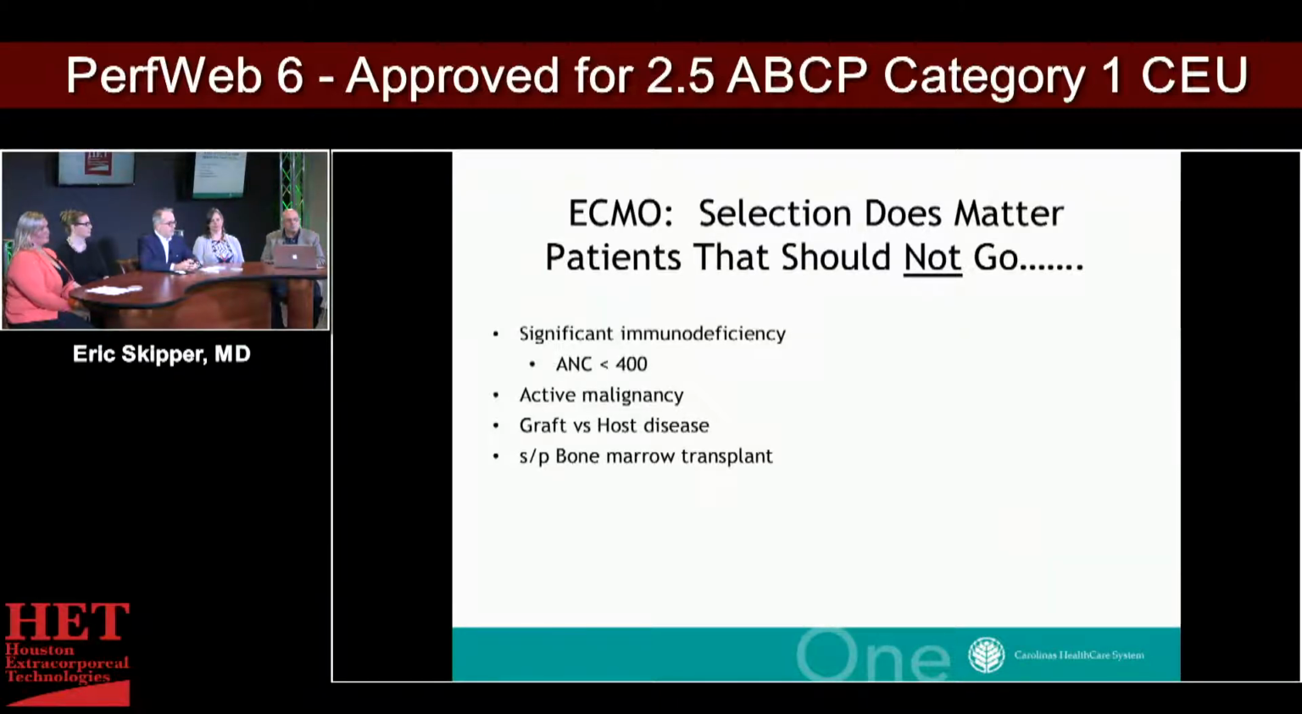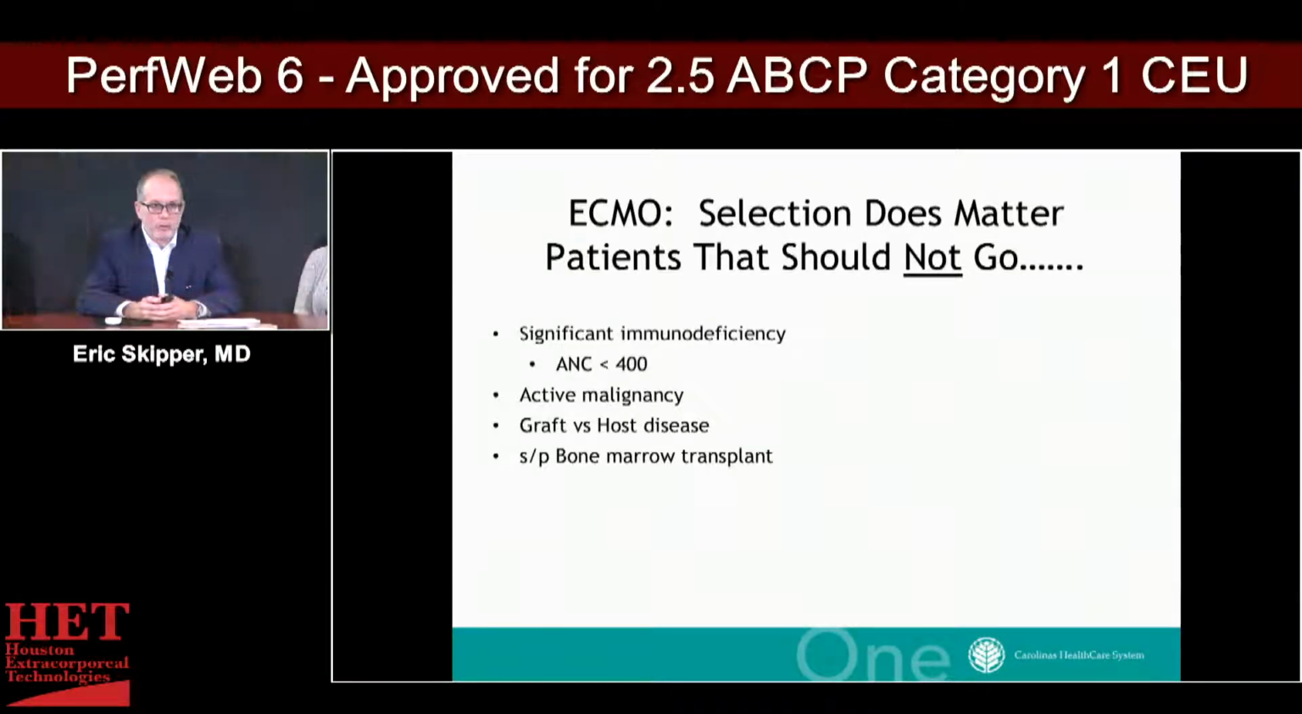Again, significantly immunodeficient patients, absolute neutrophil count less than 400, infection rate is going to be very high, and their likelihood of surviving ECMO is probably going to be less than 30%. Active malignancy, graft versus host, we talked about, with no end game, or bone marrow transplant patients who have cardiopulmonary failure in the early phase, they're going to be at extremely high infection risk.